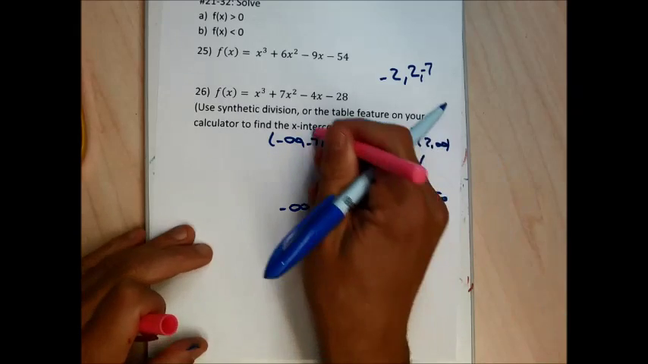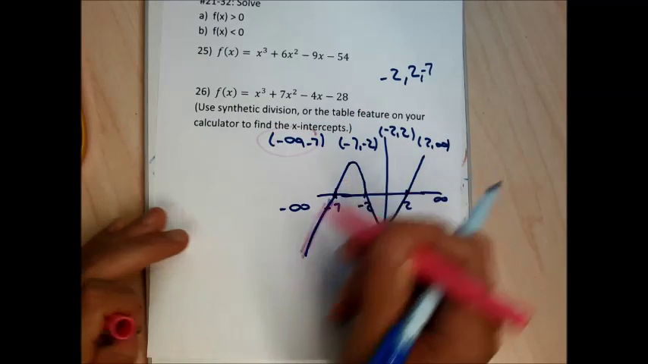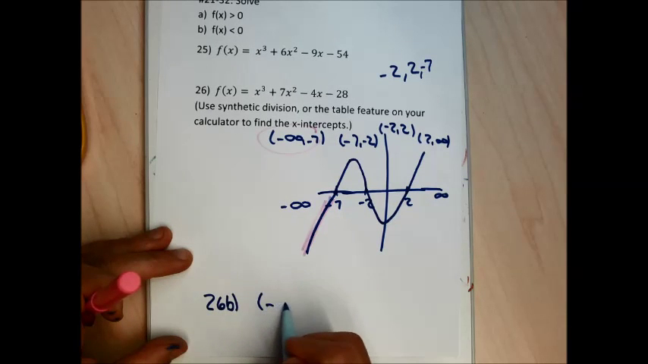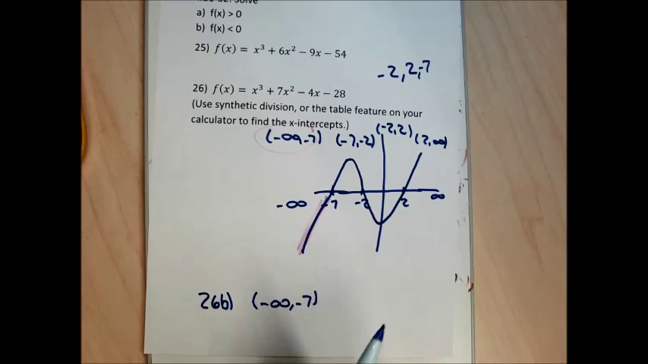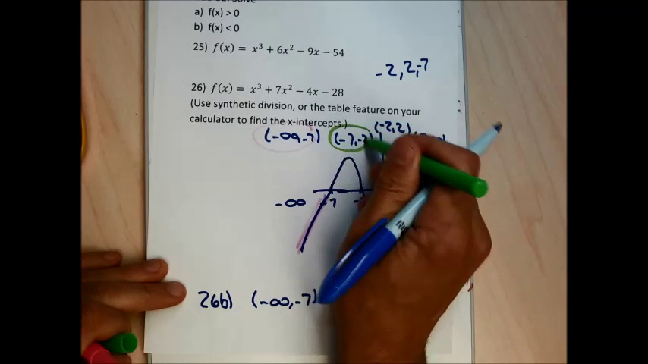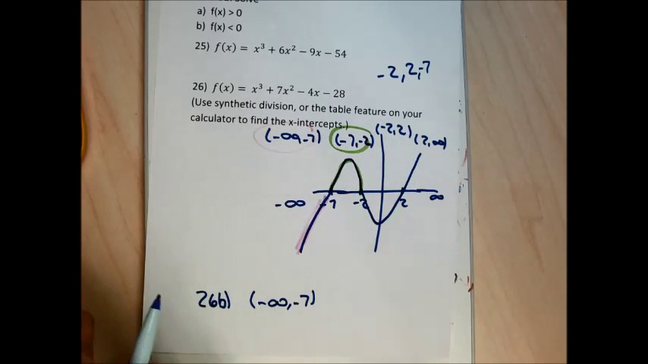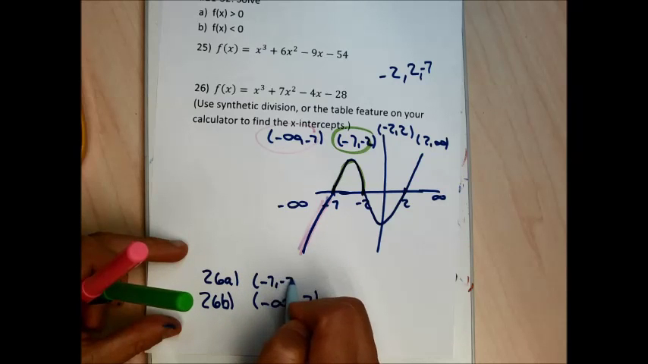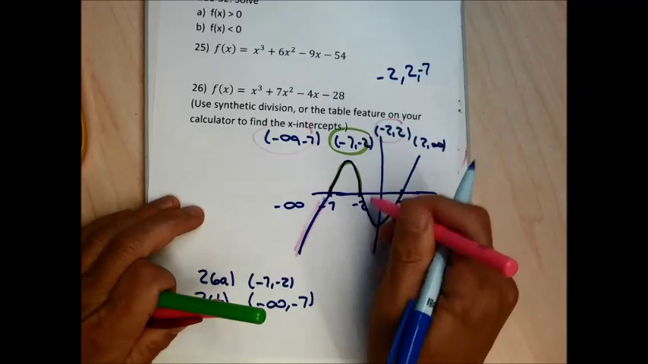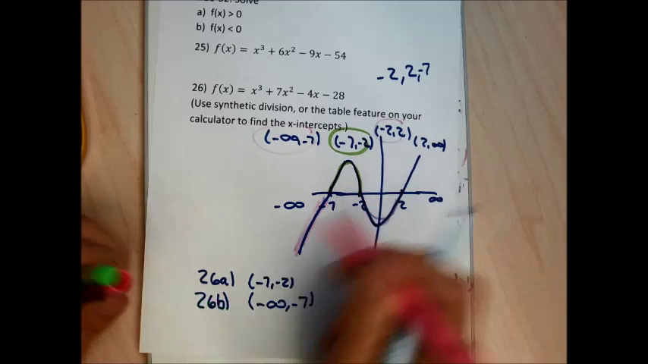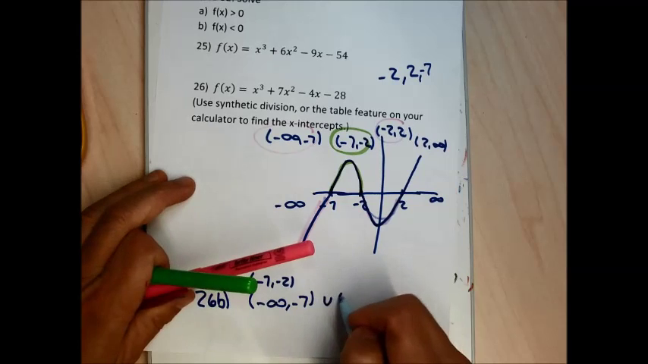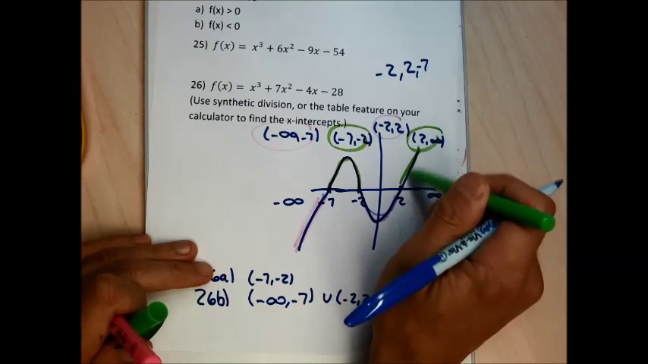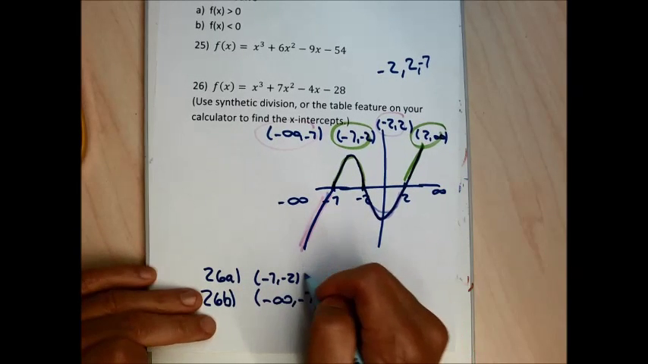The first interval corresponds to that portion of the graph which is beneath the x-axis, so it goes in part B. So part of my answer to 26B is going to have the interval from -infinity to -7. The next interval corresponds to this region, which is above the x-axis. The y's are positive. That goes into part A. The third interval corresponds to this region where the y's are negative and the graph is beneath the x-axis, so that goes in part B. And the last interval corresponds to that region where the graph is above the x-axis, so that goes in part A.